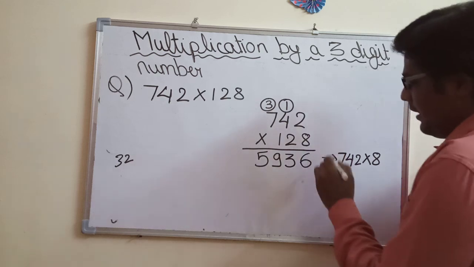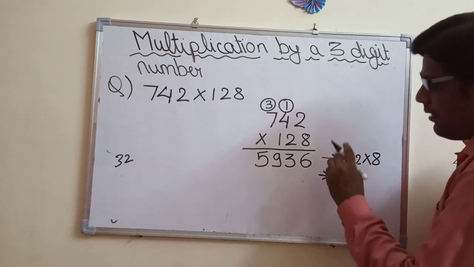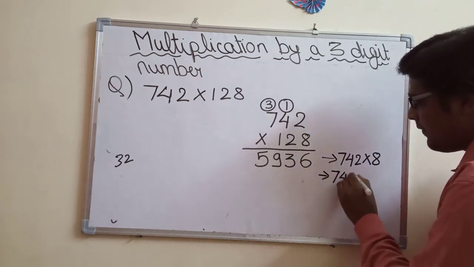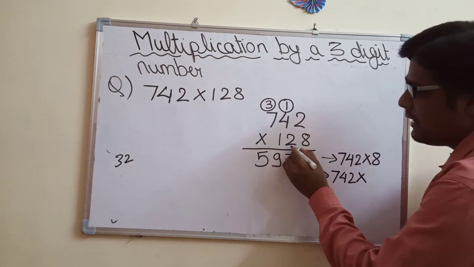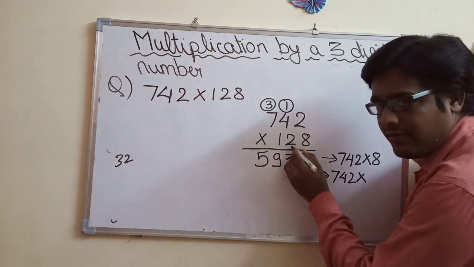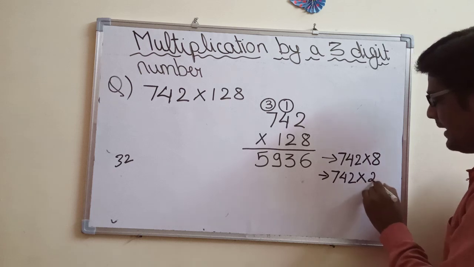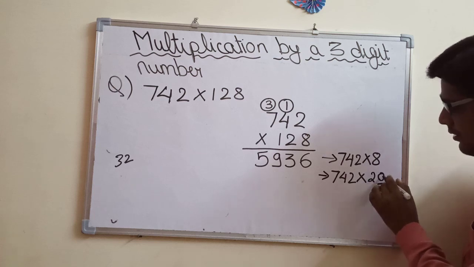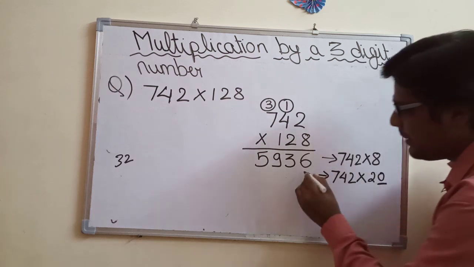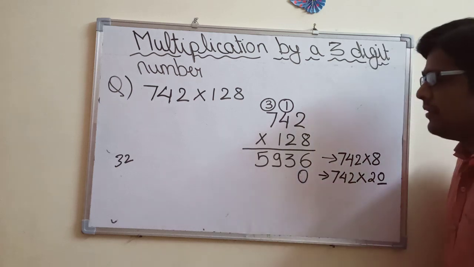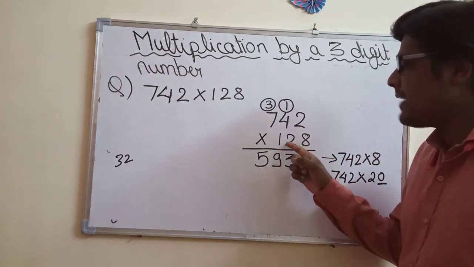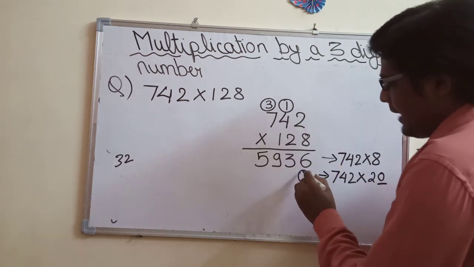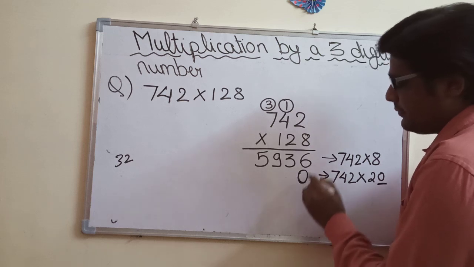Now, in the second step, we will multiply by 2, but actually we are multiplying 742 by the place value of 2, because 2 is in tens place over here. So place value of 2 is 20. Now the 0 which we have in 20, we will place it over here. That's why we place a 0 before multiplying the second digit.